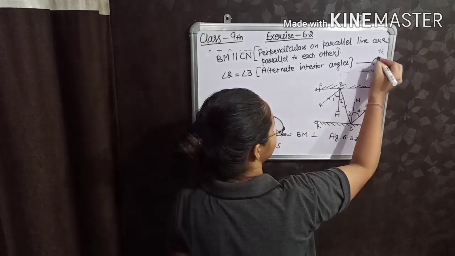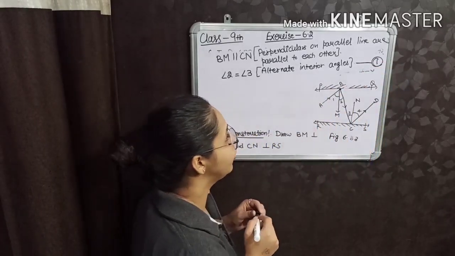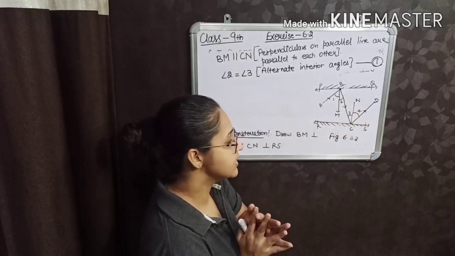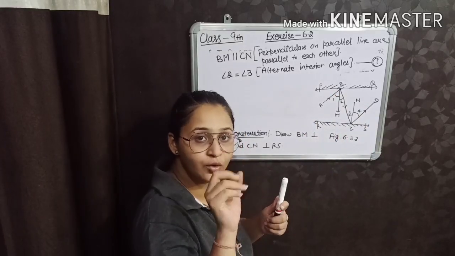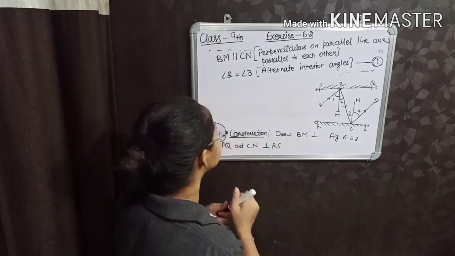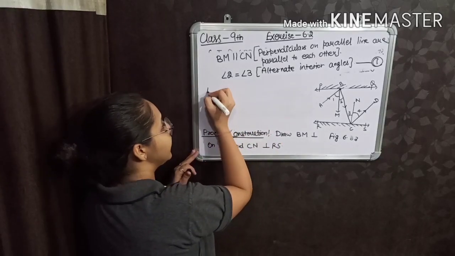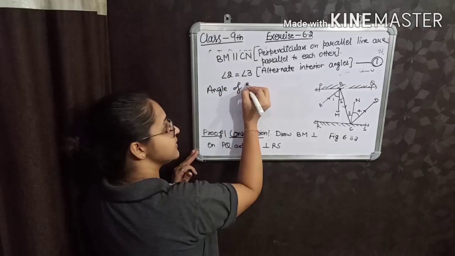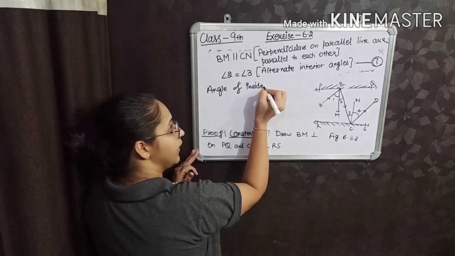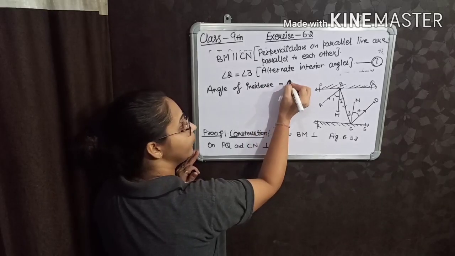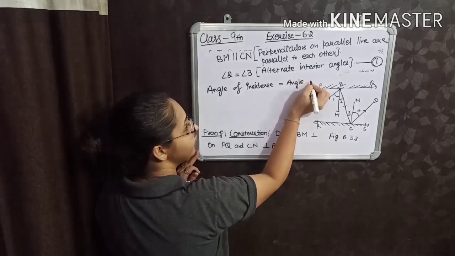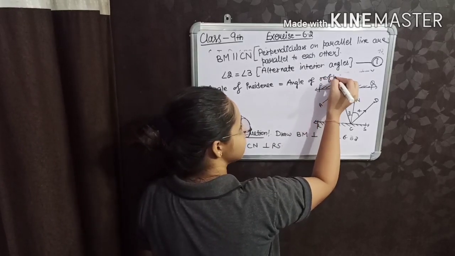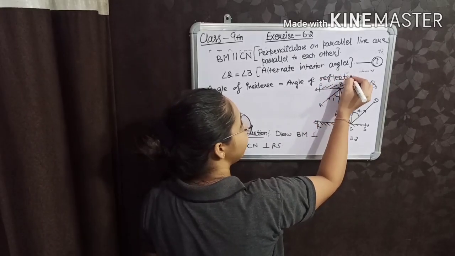This is the first equation. Now, what do we have to prove? We have to prove AB is parallel to CD. Now, the laws of reflection say that the angle of incidence is equal to the angle of reflection. Angle of incidence is equal to angle of reflection.